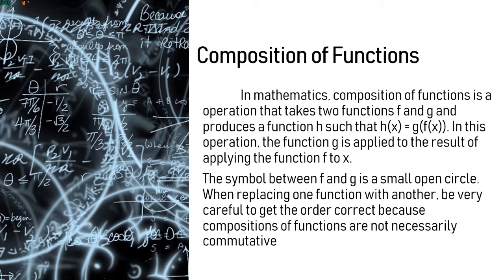Composition of functions. In mathematics, composition of functions is an operation that takes two functions f and g and produces a function h such that h of x is equal to g of f of x. In this operation, the function g is applied to the result of applying the function f to x. The symbol between f and g is a small open circle. When replacing one function with another, be very careful to get the order correct because compositions of functions are not necessarily commutative.